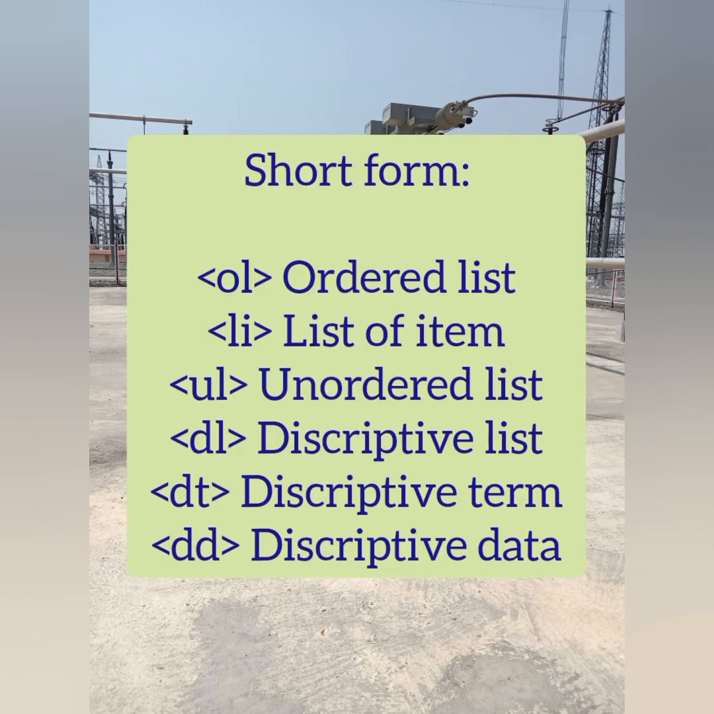Next, the short forms which we use for writing the structure of a list. OL denotes your ordered list, LI denotes your list of items, then UL denotes your unordered list, and DL is your descriptive list, DT is your descriptive term, and DD is your descriptive data. So with these short forms, we will write the structure of your HTML for an ordered, unordered, and descriptive list.